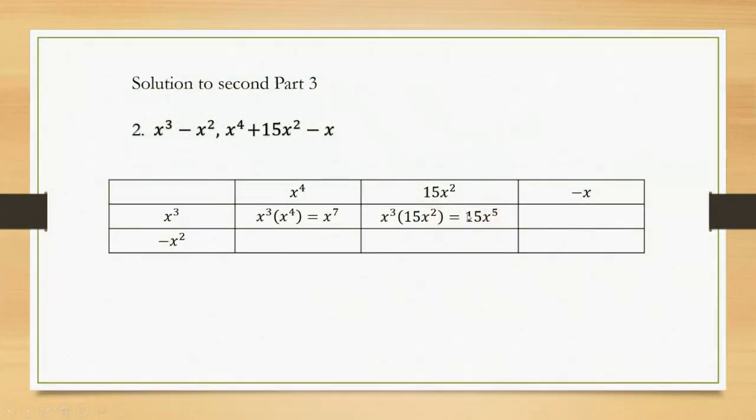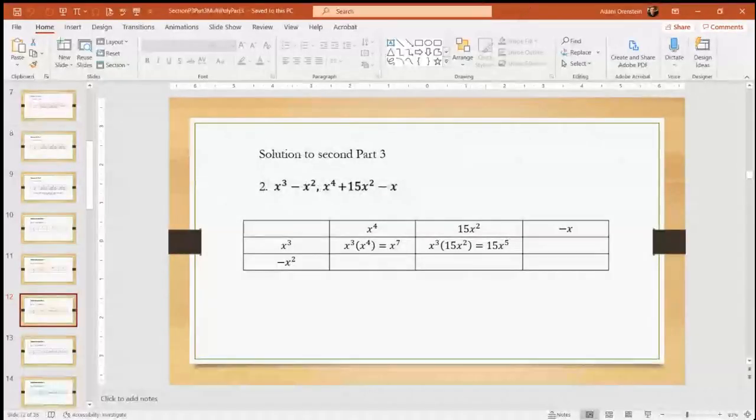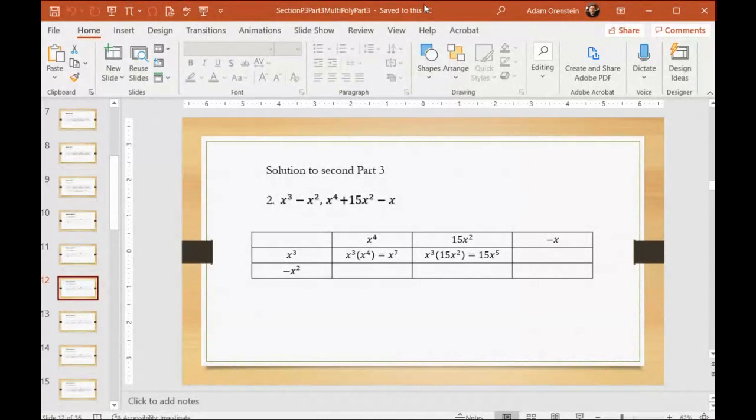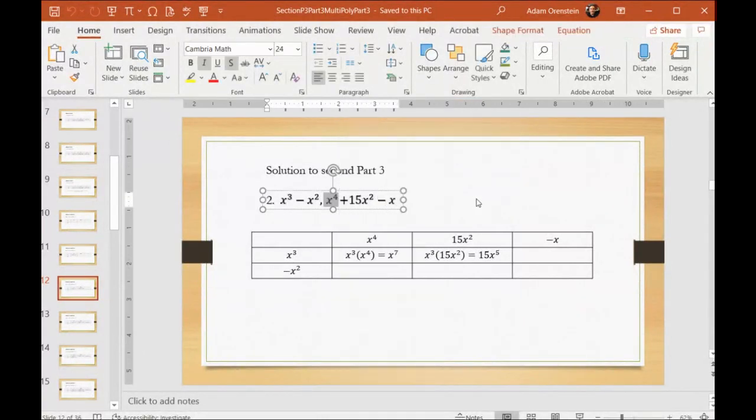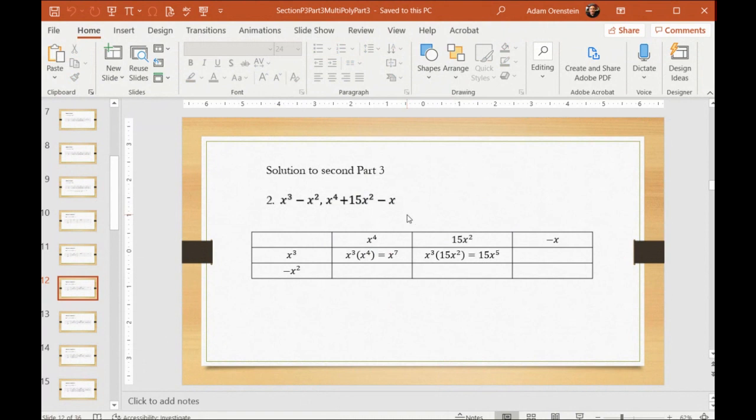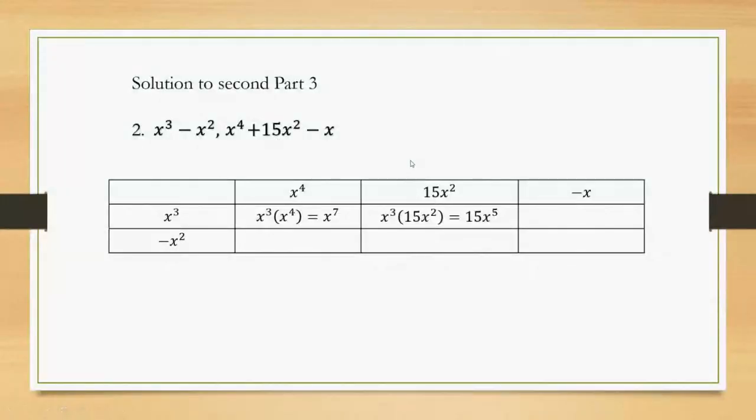Someone had a question? If you have a question, please use the hand raise feature. I can't see the chat. Someone asked if we can use the FOIL method for these. Not for these two, because these are not binomials. You need both of them to be binomials. Both of them can only have 2 terms in them, but you could use distribution if you want. You could do that method if you want.